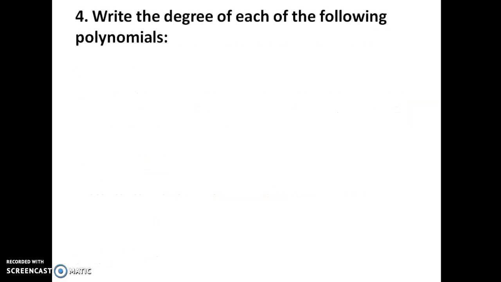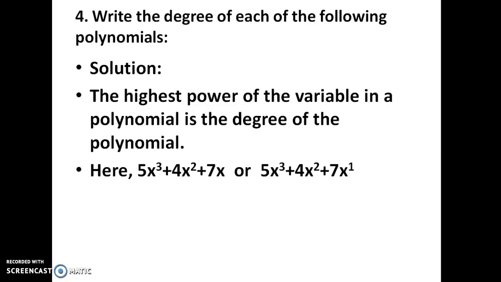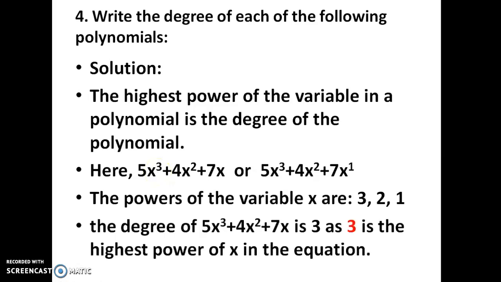Okay. Fourth one, write the degree of each of the following polynomials. You have to write the degree. So degree means what? The highest power of the variable in the polynomial is the degree of the polynomial. Which is the highest power you should see. All are having the same variable and you can see 3 is the highest power. That's the degree of the polynomial. So the degree of this expression is 3.